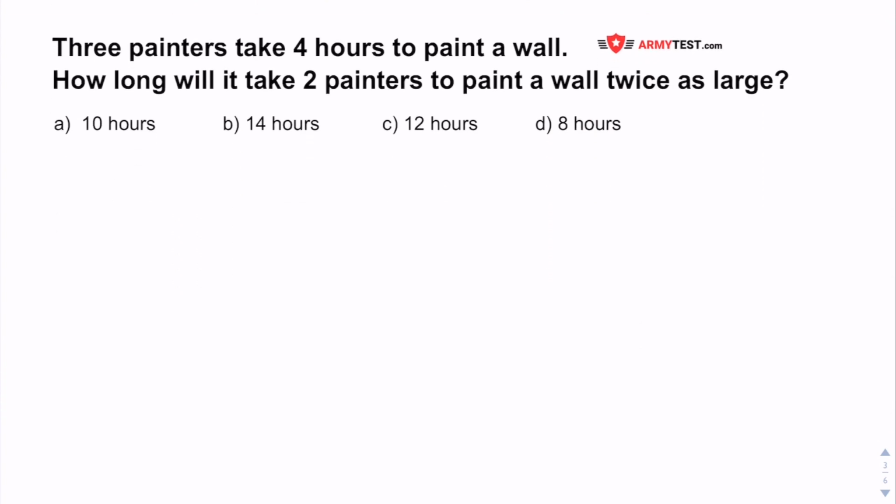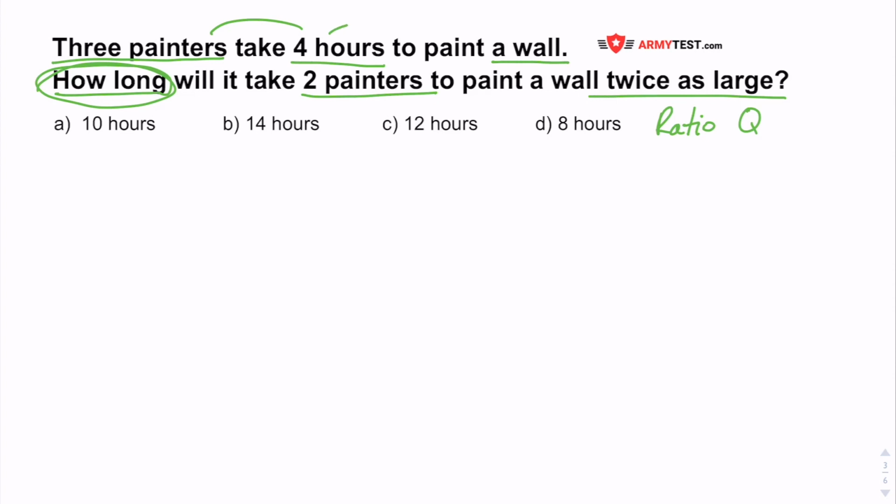All right, so this one is a ratio question. It says 3 painters take 4 hours to paint a wall. How long will it take 2 painters to paint a wall twice as large? 10 hours, 14 hours, 12 hours, or 8 hours? So I knew it was a ratio question because it's giving us some information here. It says 3 painters take 4 hours to paint a wall. Okay? Then it says, how long, so this is what it wants to know, will it take 2 painters to paint a wall that's twice as large?